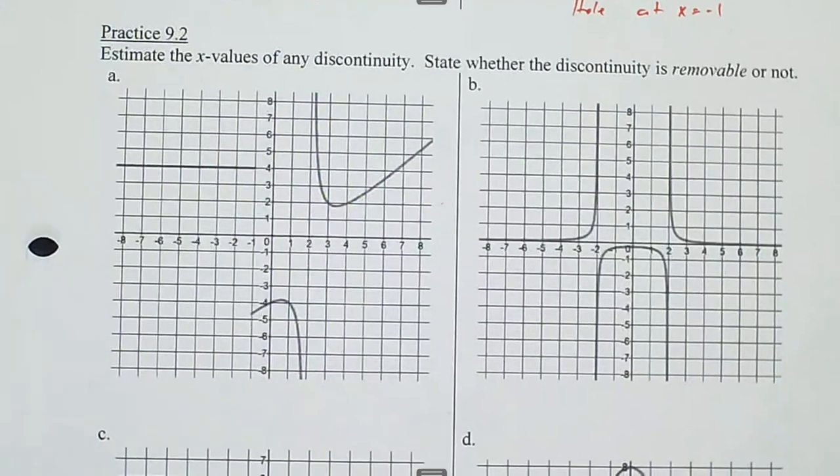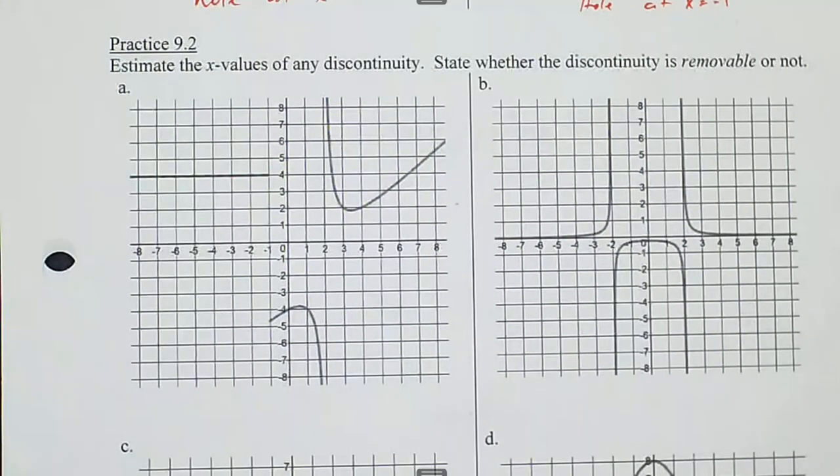All right, so on practice 9.2, we're just estimating the x-coordinates of discontinuity. So remember that a discontinuity means dis meaning not, continuity means continuous. So in algebra, we say things are continuous if when you are drawing the graph, it's one connected line. There's no hops, skips, jumps, or asymptotes.